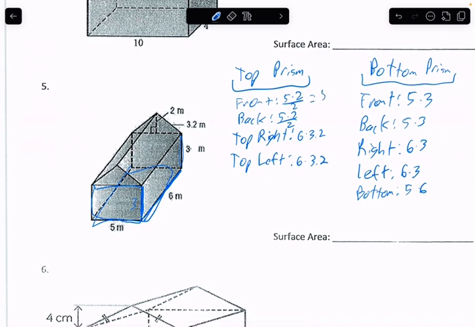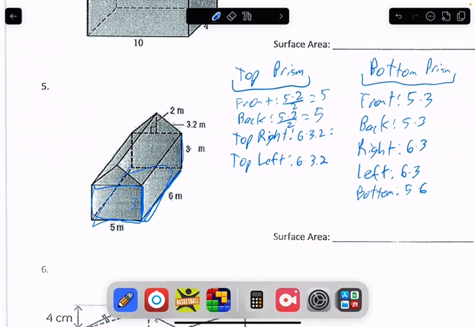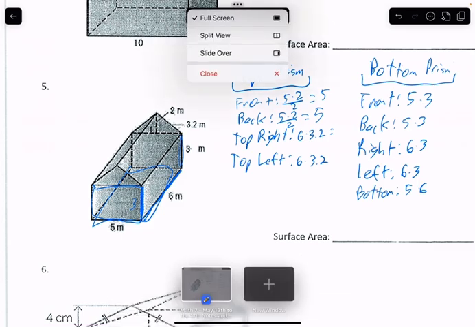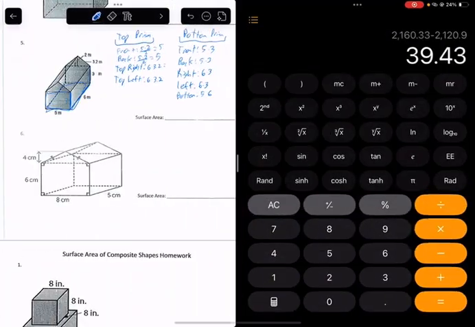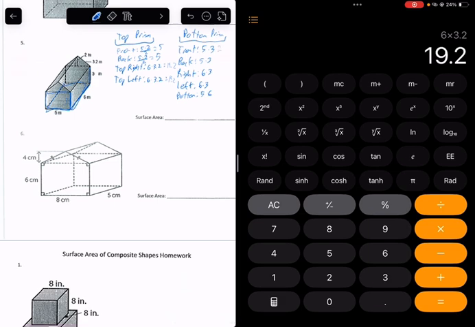So we get 5 times 2 divided by 2 would be 5. We get 5. 6 times 3.2. I'm going to cheat and use a calculator here. So we get 6 times 3.2 ends up getting 19.2 for each of those. And then we've got 15, 15, 18, 18, and then 30.